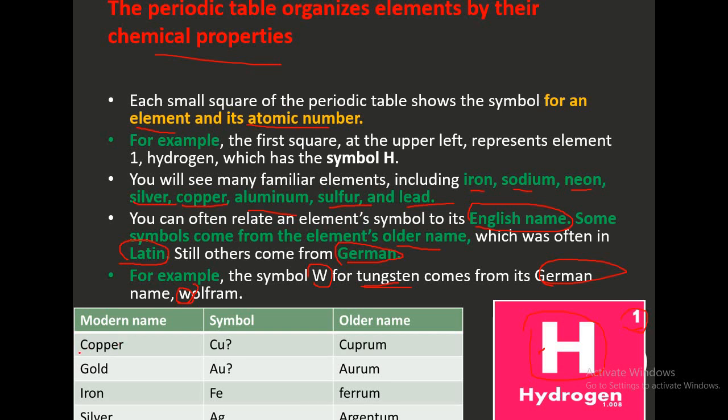Copper, symbol Cu, according to what? Its older name, cuprum. Gold, Au, according to its older name, aurum. Iron, Fe, according to its older name, ferrum. Silver, Ag, according to its older name. So not all element symbols are according to the English name. Some of them are according to the older name, which is Latin, and others according to the German name.